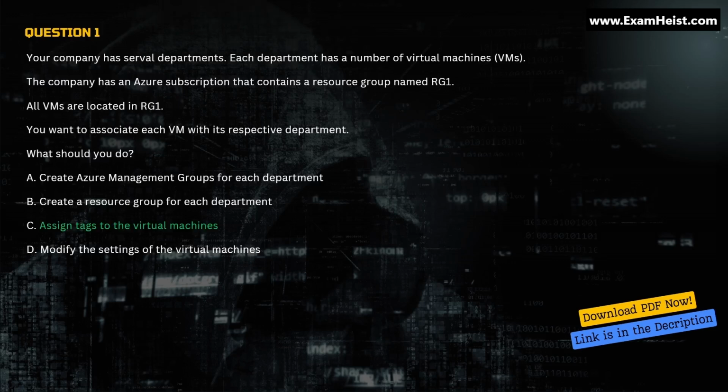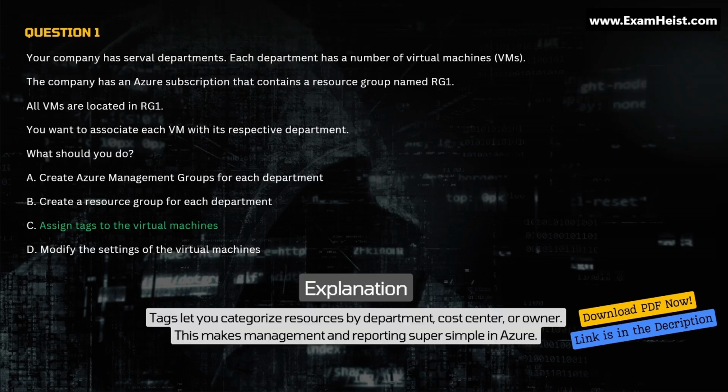Correct answer is C. Explanation. Tags let you categorize resources by department, cost center, or owner. This makes management and reporting super simple in Azure.